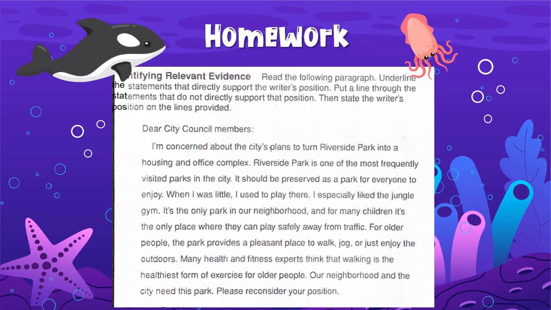Okay, so I want to look at the sentence where it says, when I was little, I used to play there. That's the only sentence I'm going to look at with you. And I want you to think about it. Does that sentence show the author's position? Think about it. No. You might say, well, it shows why they want to keep it. Yes, it does, but it's not strong enough. A lot of people used to play there, okay? So it's not really good enough to be why they should change their entire plan. So that one is one you could draw a line through.